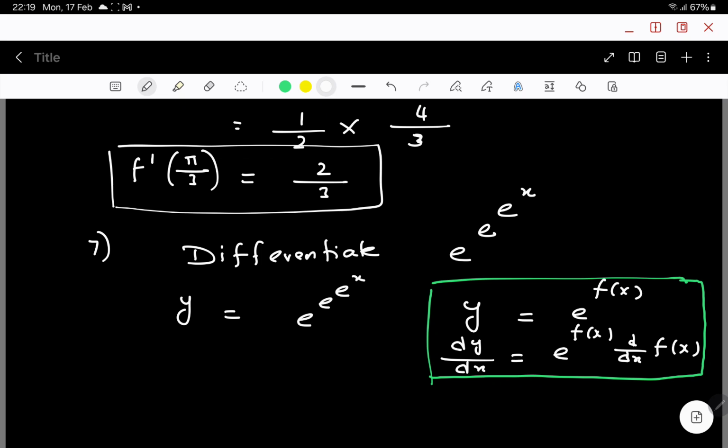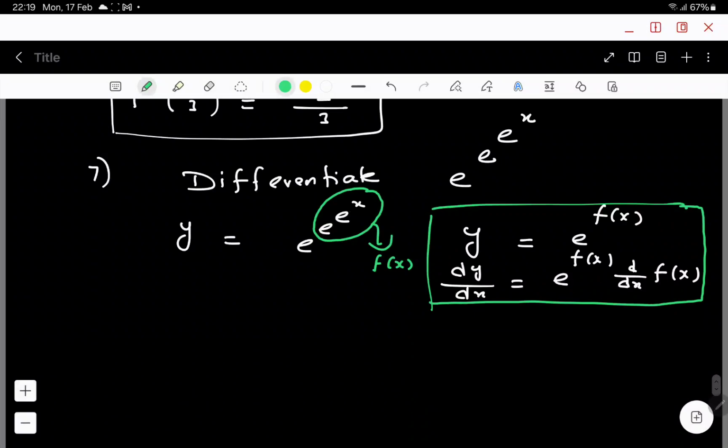Comparing with this exponential rule, what is f of x? f of x is this e power x. This is taken as f of x. So differentiation of e power f of x is e power f of x as it is. So dy by dx is equal to e power e power x into d by dx of f of x. What is f of x here? e power x.